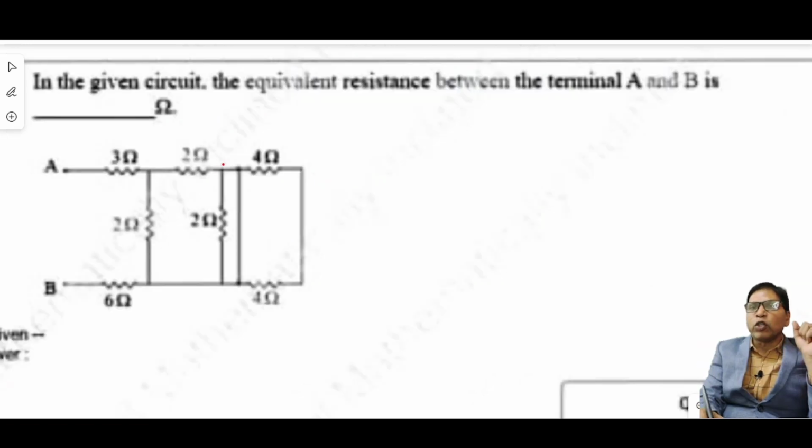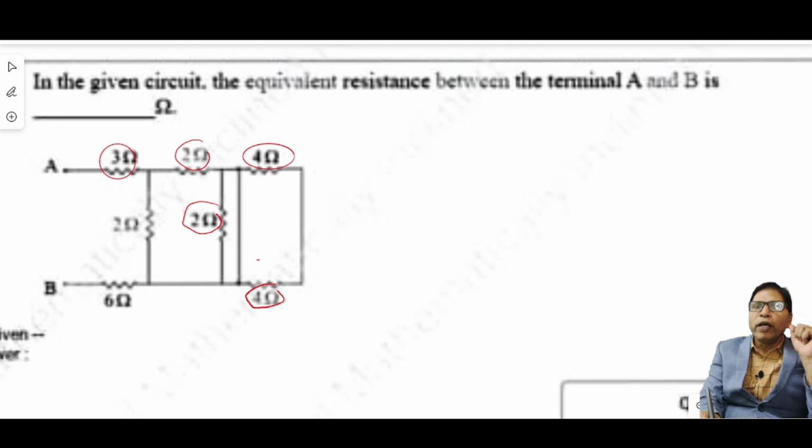Okay. Now look at the equivalent resistance. Look at this, this 3 ohm, this 2 ohm. Look at this, this is the conductor. So look at this, these two points are shorted. Okay. Now this resistance is meaningless. So look at this.